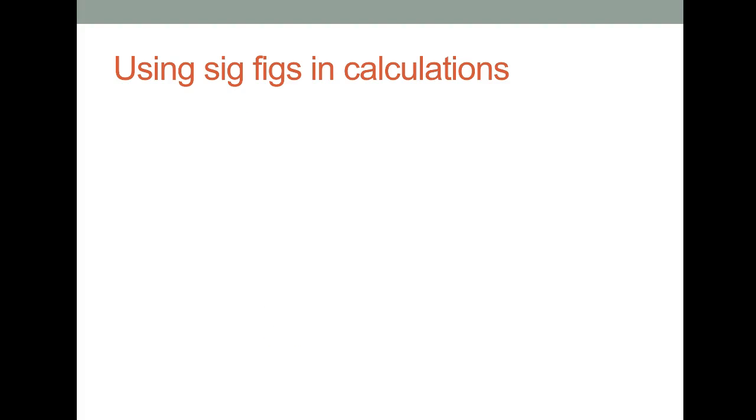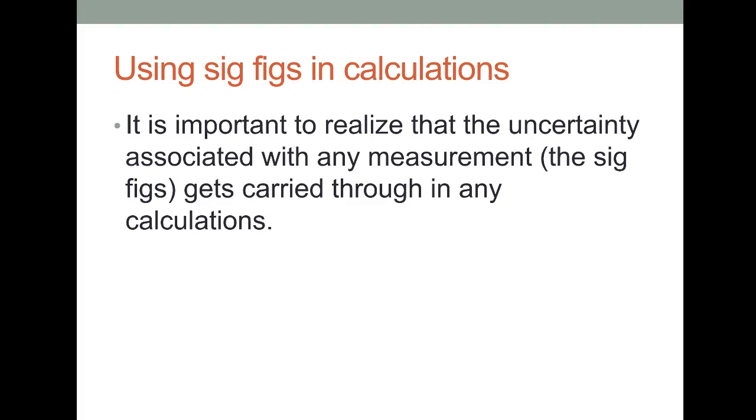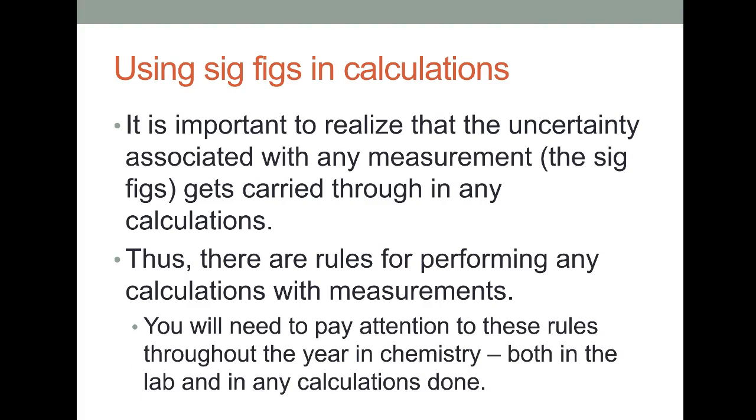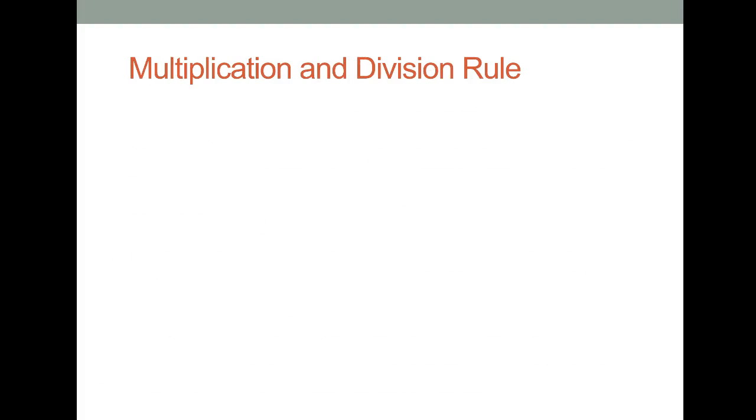Now, where this comes into play is when you're doing calculations with sig figs. Anytime you have an uncertainty in a measurement, you have to carry it through when you're doing calculations with that measurement. So if you're calculating area and you're taking length times width, you need to make sure that the uncertainty associated with measuring the length and measuring the width is carried through in calculating the area. So there are rules, and you need to pay attention to them. We are going to do them all year.